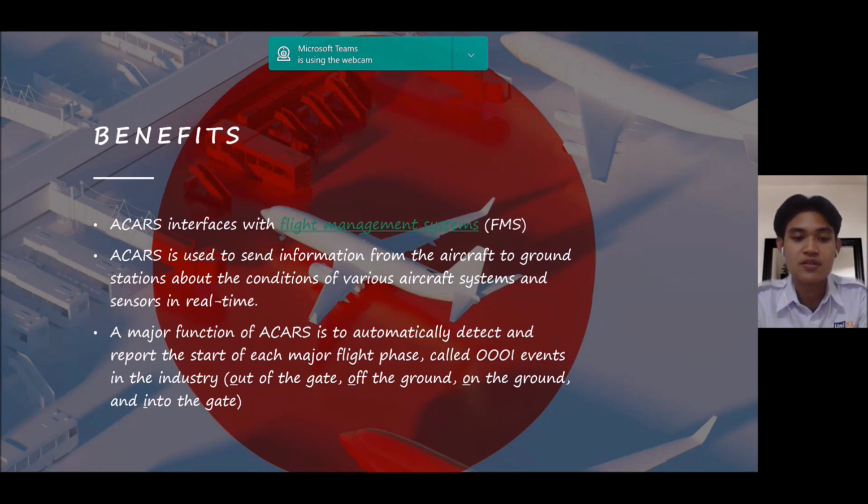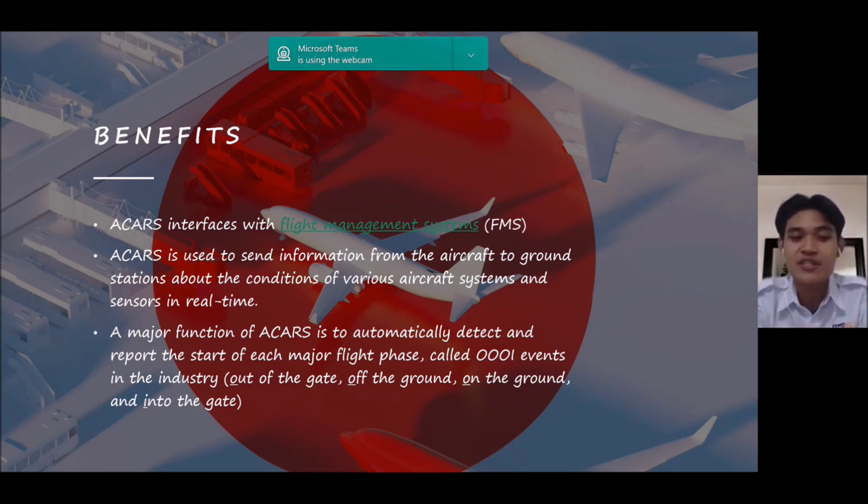ACARS is also used to send information from the aircraft to the ground station about the condition of various aircraft systems and sensors in real time. Maintenance faults and abnormal events are also transmitted to ground stations along with detailed messages, which are used by the airline for monitoring equipment health and to better plan repair and maintenance activities.